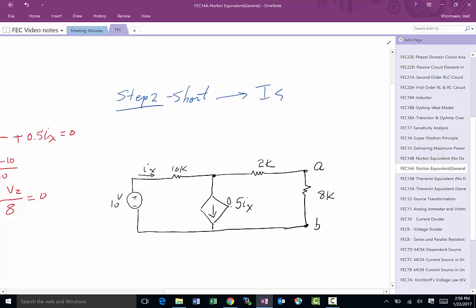So what we're going to do, we're going to put a short across here, and what we are interested in is this I short circuit. Of course, when we put a short circuit across here, this goes away, right? All the current will flow through the short we just added.